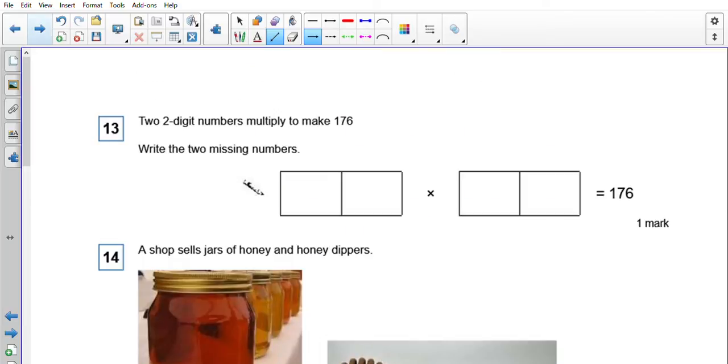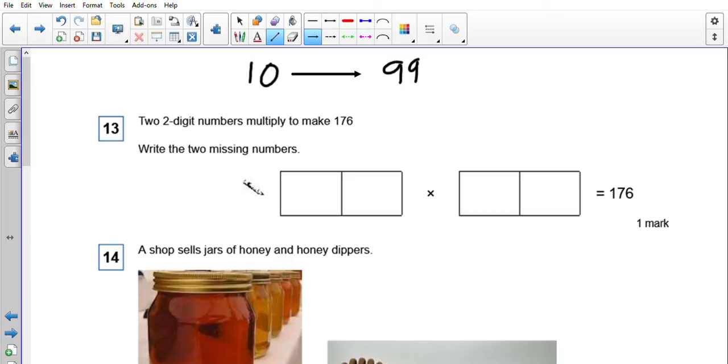Question 13 is: two two-digit numbers multiply to make 176. Write in the two missing numbers. Now, I would start off with this. This can be really daunting because you think of two-digit numbers going from 10 all the way to 99, and if you were going to do this by trial and error, you could potentially be here all day trying to work this one through.